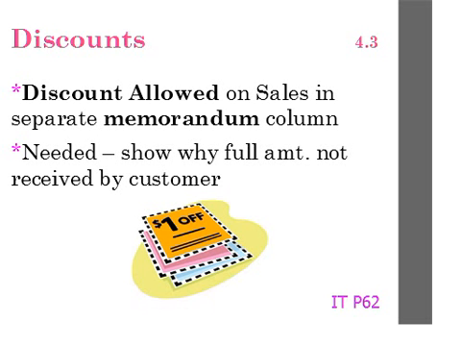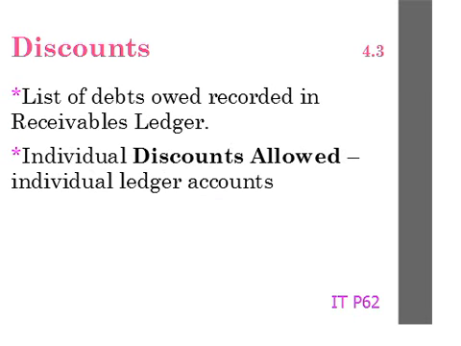In the sales day book, there is a separate column for discount allowed, or cash discounts given to customers. It is a memorandum column; it has nothing to do with the actual monies being received. The discount allowed column is needed to show why the full amount was not received from a customer. A list of the debts owed is recorded in the receivables ledger. The individual discounts allowed will be posted to the individual ledger accounts in the receivables ledger, so that it clears the total amount that is owed to the business.